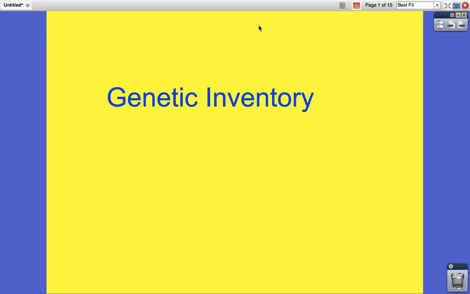Today we will be starting our genetic inventory. This is looking at 12 traits that we call Mendelian traits, meaning that there is one gene that determines what you are, and there are only two options for each trait. Before we start, we need to know a little vocab.